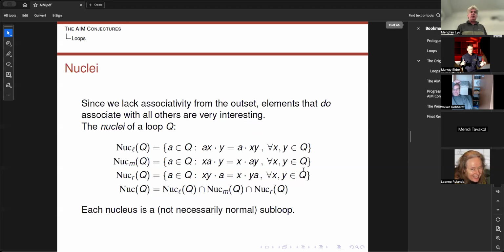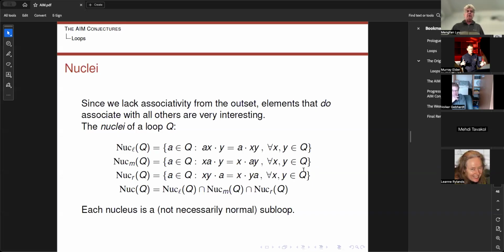Okay, so what's the right definition? Well, here's an example of some concepts that have no analog in group theory because in groups they're completely trivial. We lack associativity in loops in general. So that would suggest that the elements that do associate with everything else in the loop might be very interesting, and they are. They are elements of what are called the nuclei, and they have different names depending on where you put the element in the associative law: on the left, in the middle, or on the right. You don't need to remember the distinction between the three for this talk.